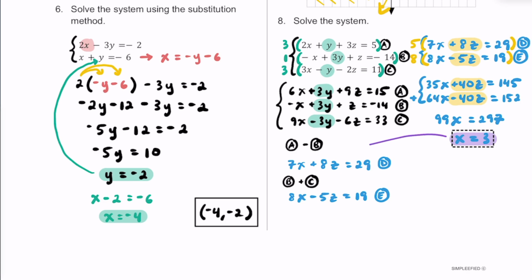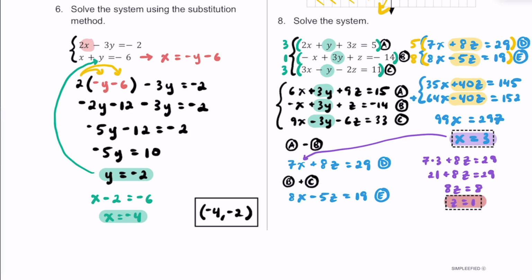So let's take this 3 and substitute it in for this value of x right here to solve for z. Substituting in, we have 7 times 3 plus this 8z is equal to 29. 7 times 3 is 21, so we have 21 plus 8z is equal to 29. If we take away 21 from both sides, we say 8z is equal to 8. Divide both sides by 8, so z is equal to positive 1.